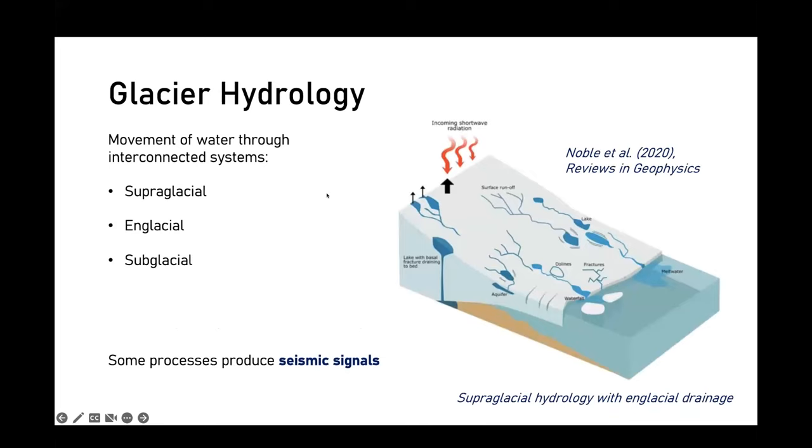To provide some motivation for this work, we're looking at monitoring glacier hydrology. Water moves across, through and under glaciers through interconnected systems. And some, certainly not all, but some of this meltwater movement has the potential to produce seismic signals. That opens a window of opportunity for us to observe some of the hidden processes. Seismology can be a very complementary method to other approaches such as satellite observation.